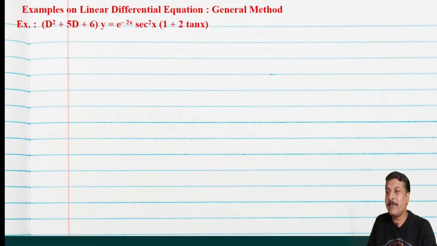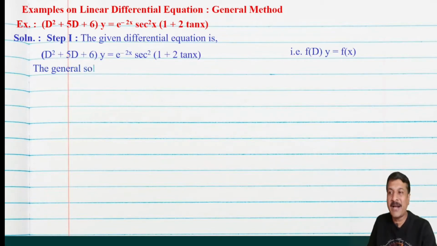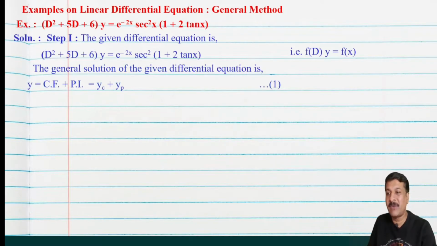Solve (D² + 5D + 6) y = e^(-2x) sec²x (1 + 2 tan x). So as we know, that is the given differential equation. You write the general solution in two parts, that is nothing but yc + yp. So I can write this as step number 1: this is yc and yp.